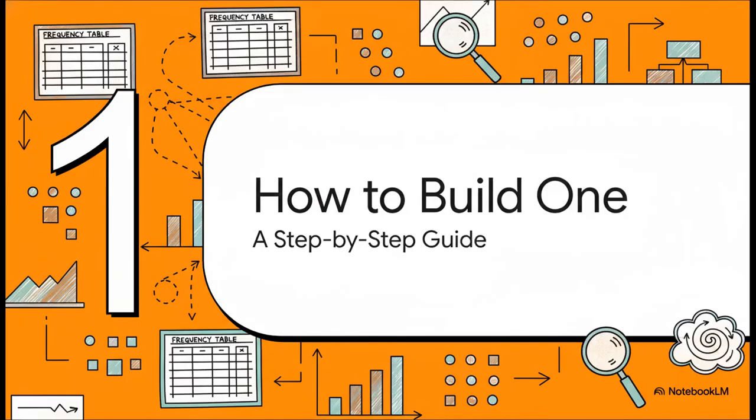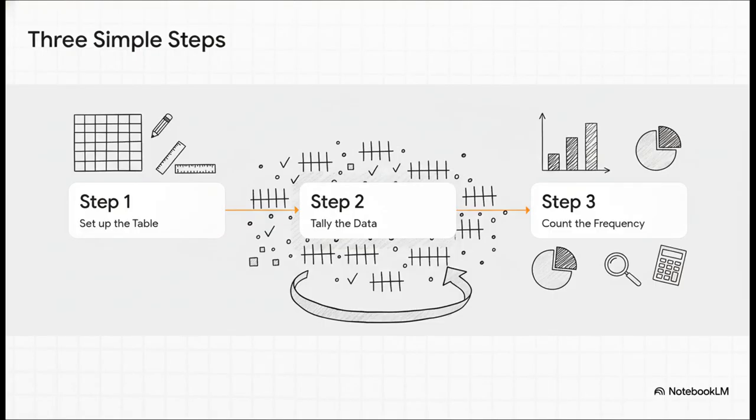Awesome. Let's walk through it together. I promise it's way easier than it looks, and once you get the hang of it, you'll start seeing data totally differently. It really just boils down to these 3 simple steps. First, we set up the table. Then, we do the tallying, and finally, we count it all up. Let's break down each one.